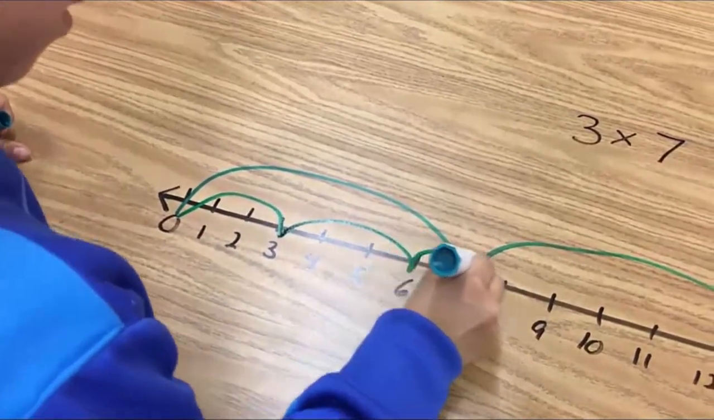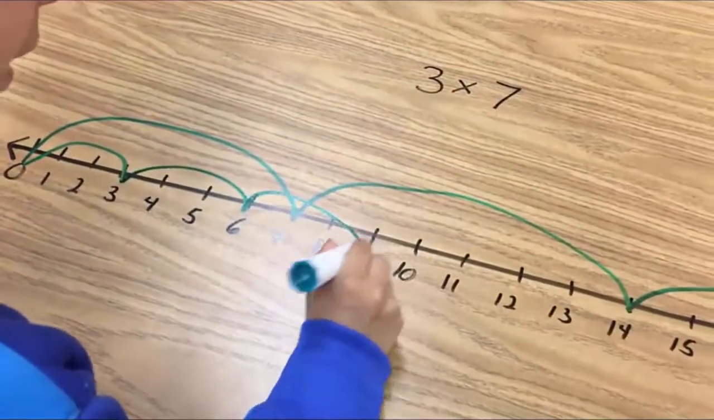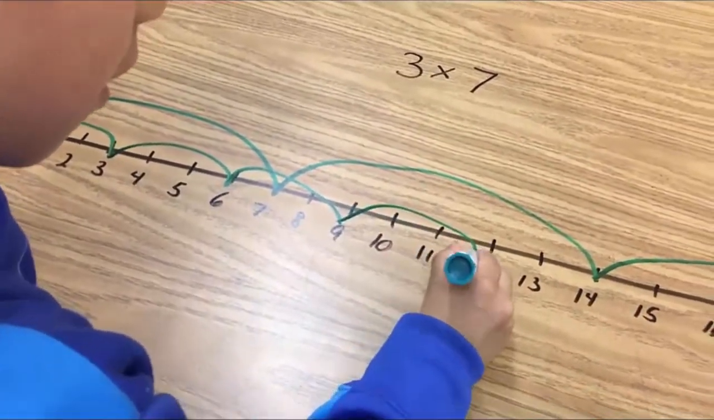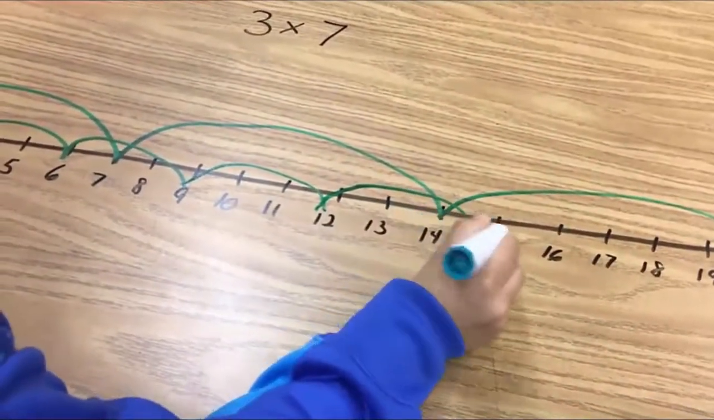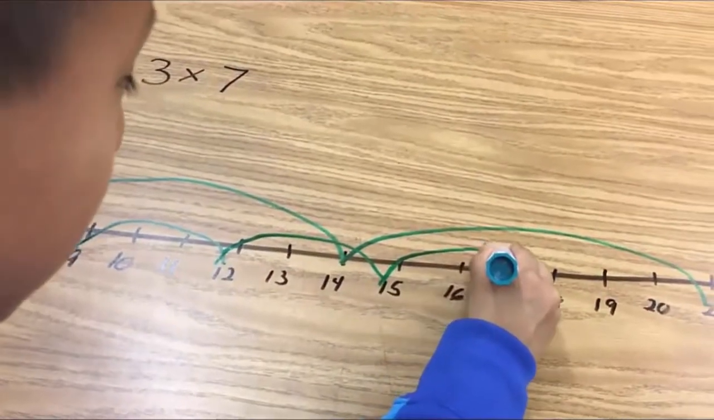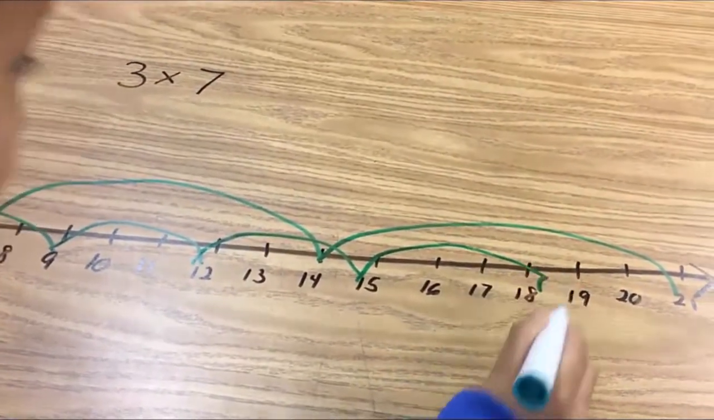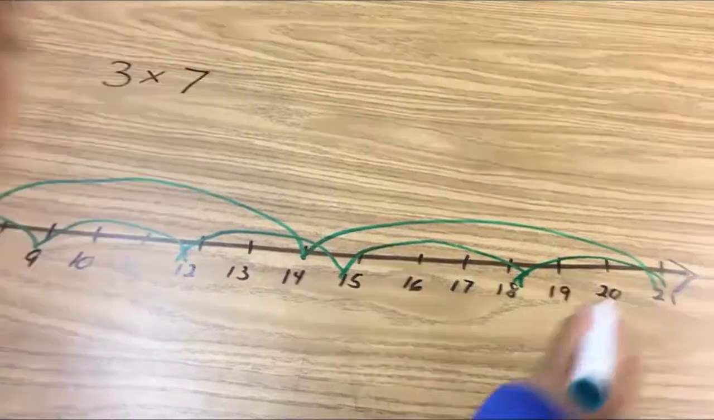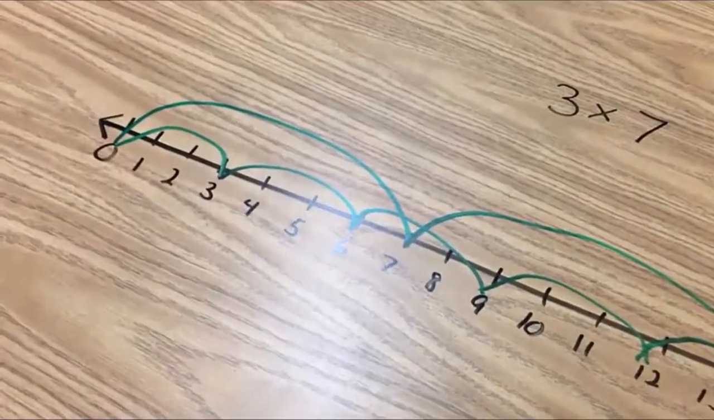3, 6, 9, 12, 15, 18, and 21. Is that 7 hops of 3?